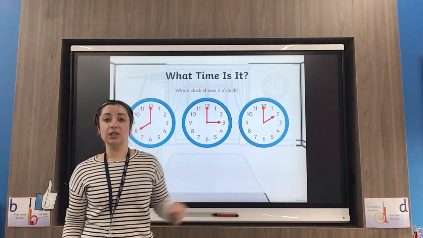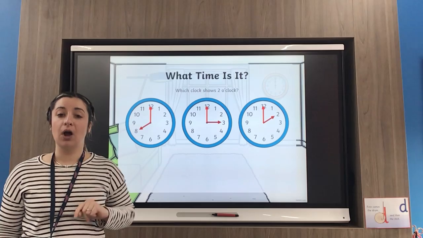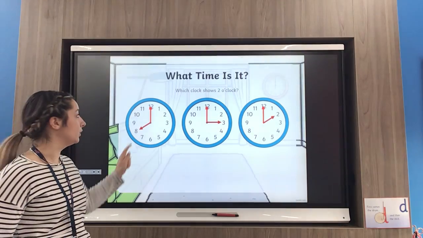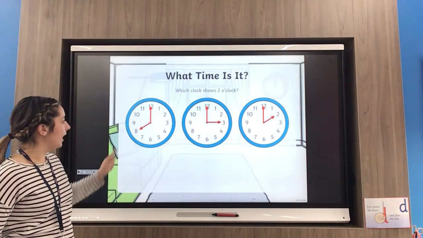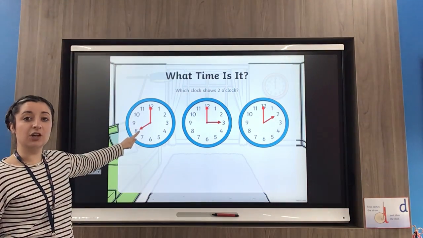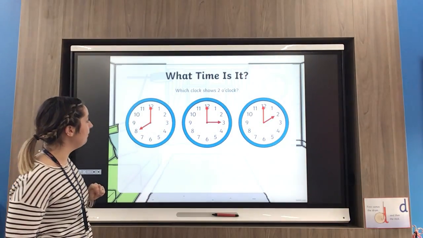And now we're going to have a look at 3 different clocks. Which one of these clocks shows that it is 2 o'clock? So let's have a look. All of the minute hands are pointing to 12, so it is o'clock. This was pointing to 8, so this is going to be 8 o'clock. So it's not that one.